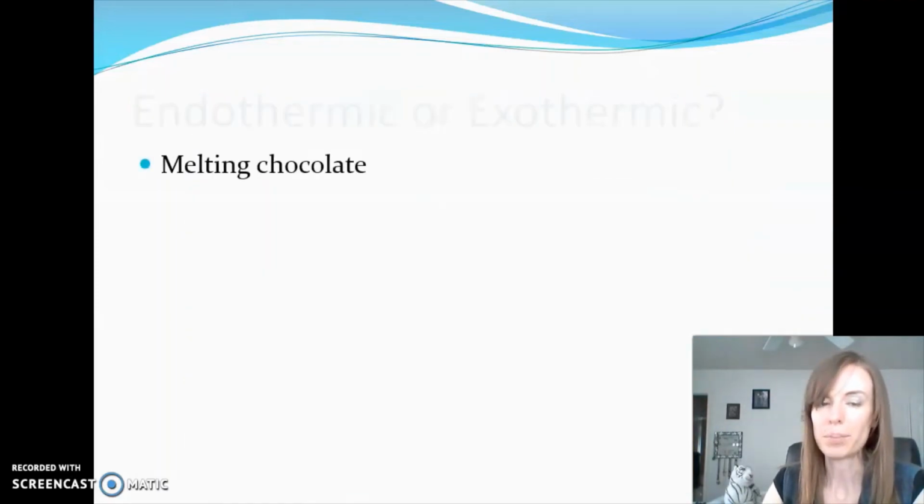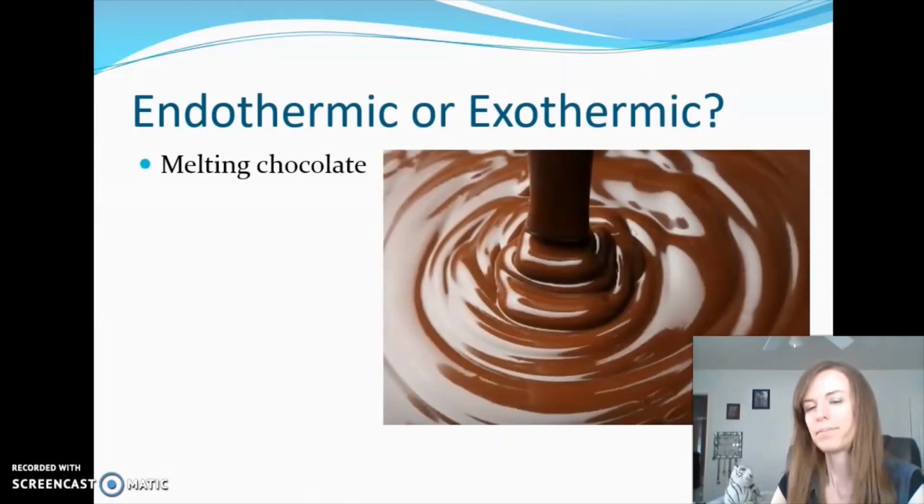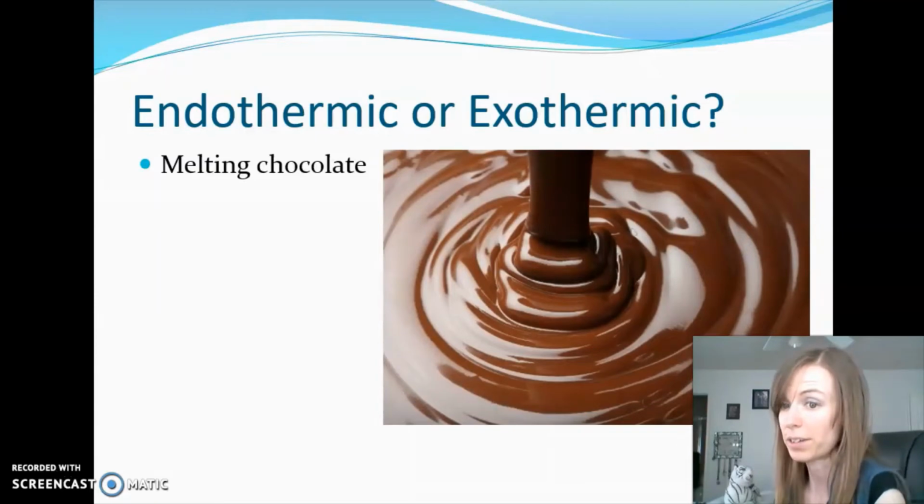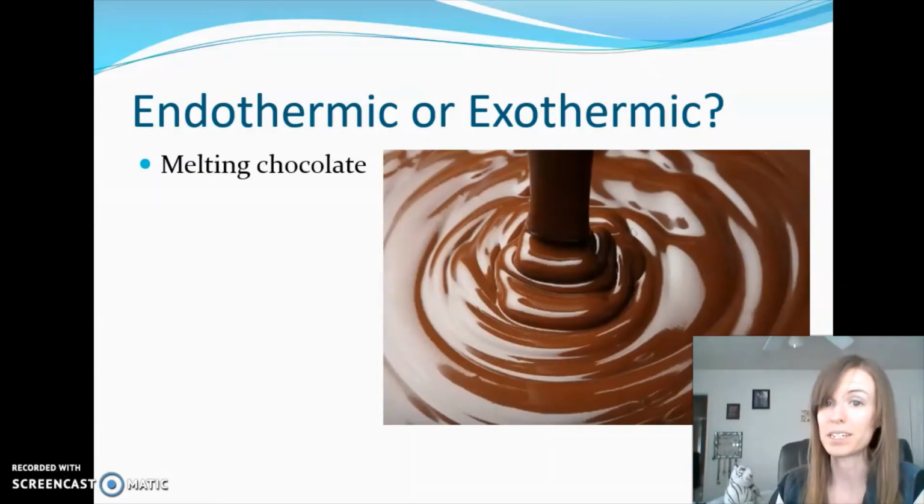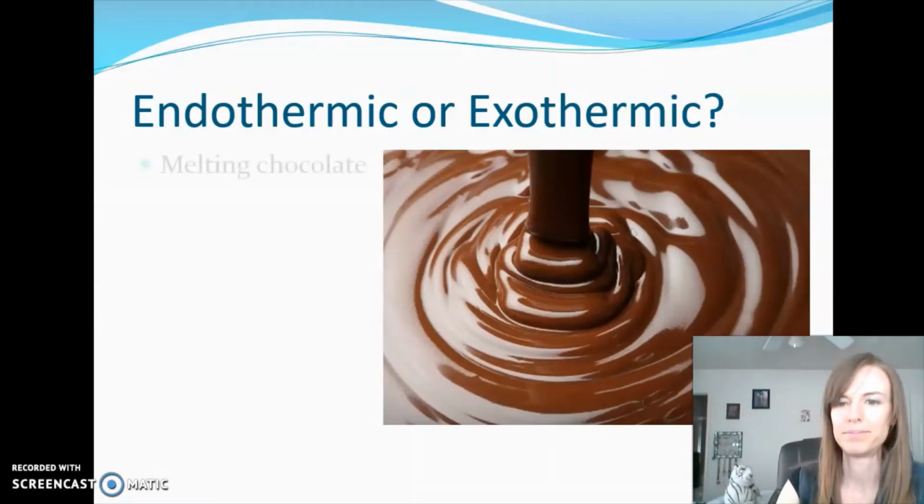So a different example is melting chocolate. Now to melt chocolate, you have to keep putting energy in continually. So that means that process is endothermic. So melting anything, endothermic.